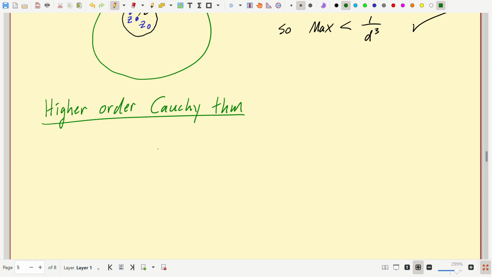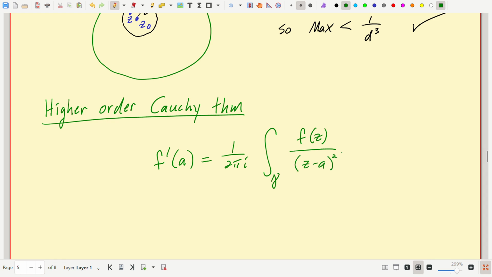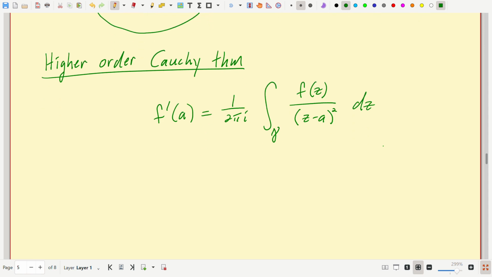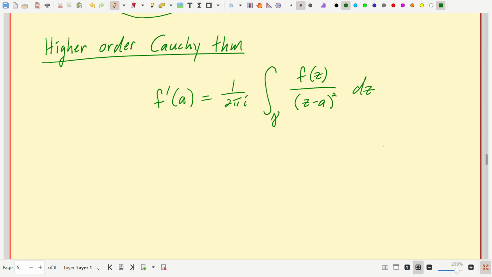Let's see, the higher order Cauchy theorem is that one derivative is 1 over 2 pi i, what you get by integrating around the inside. What am I saying? By differentiating under the integral sign with respect to a. And there's no reason why you shouldn't try to do that again. And in fact, exactly the same algebra is going to show that you can differentiate under the integral sign again.